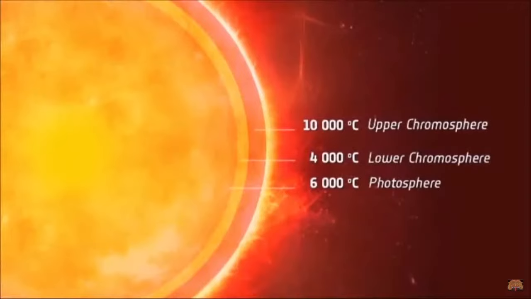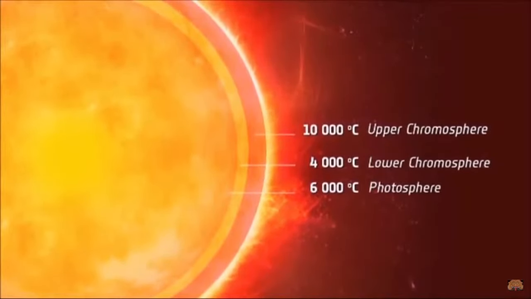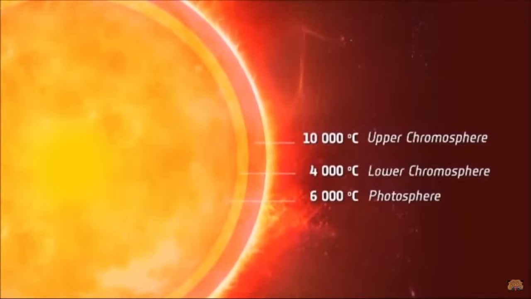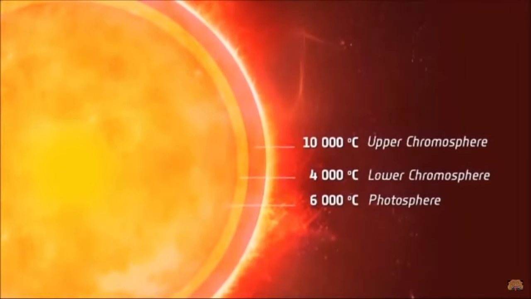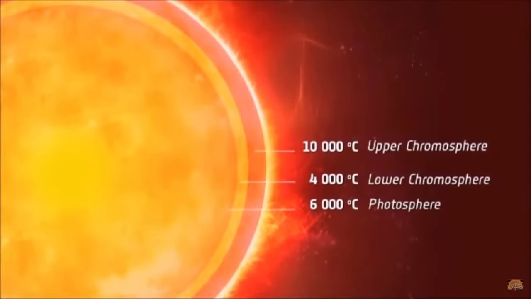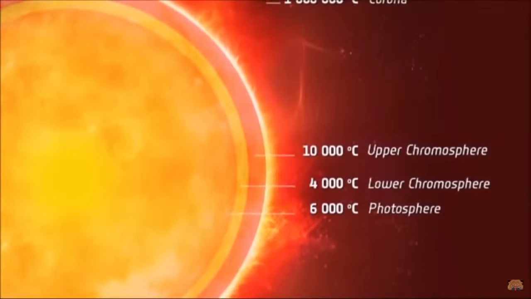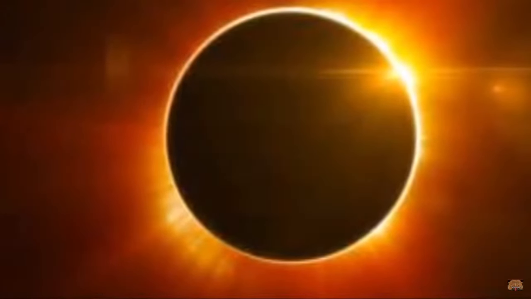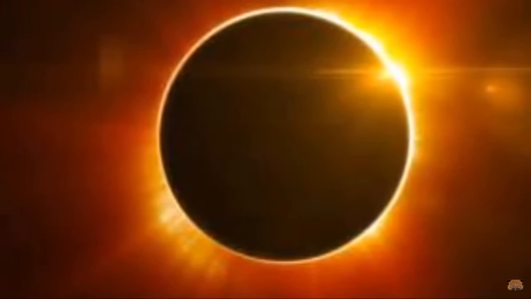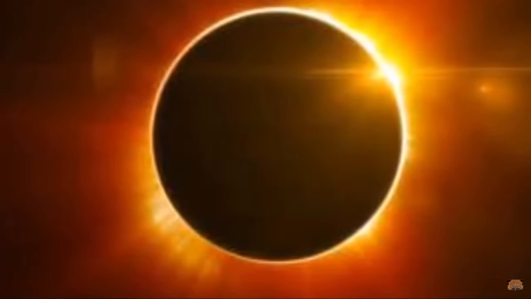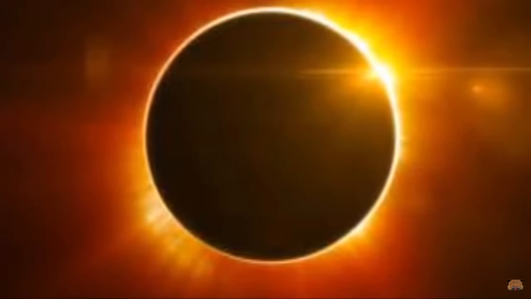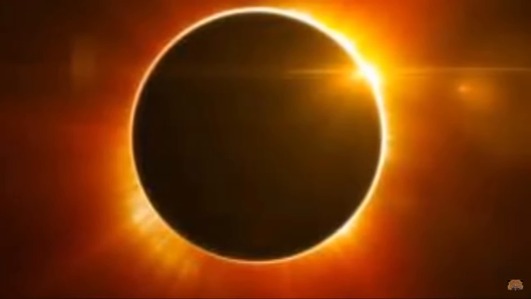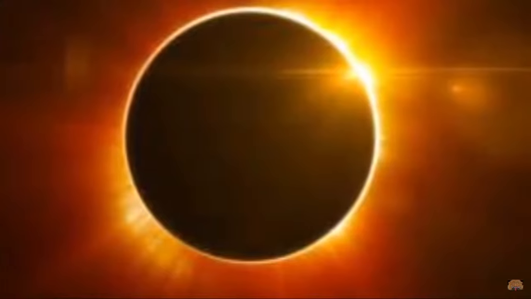I know astronomers like to use Kelvin. We won't. The chromosphere, the next layer of the sun's atmosphere, is a bit cooler at 7,800 degrees. Visible light from the chromosphere is usually too weak to be seen against the brighter photosphere. But during total solar eclipses, when the moon covers the photosphere, the chromosphere can be seen as a red rim around the sun.